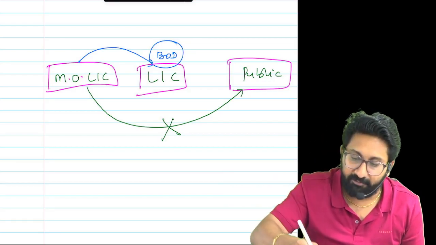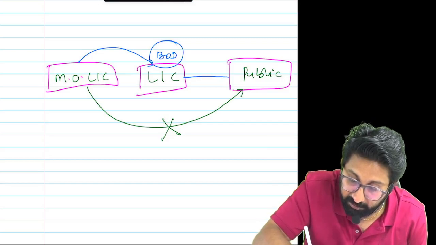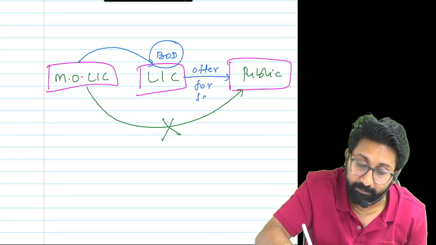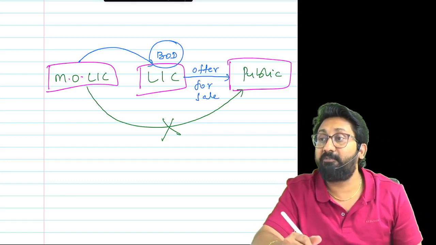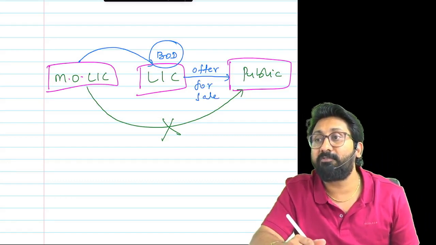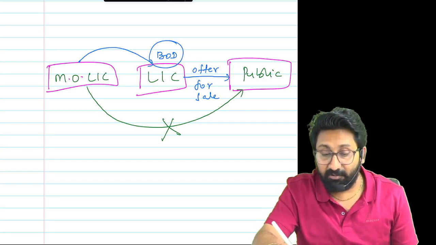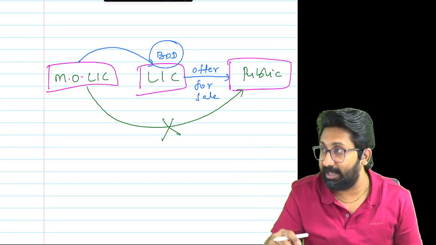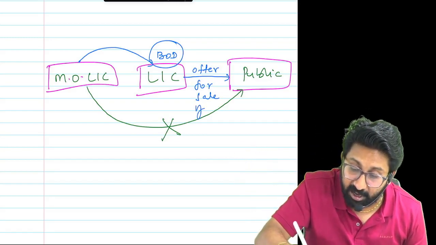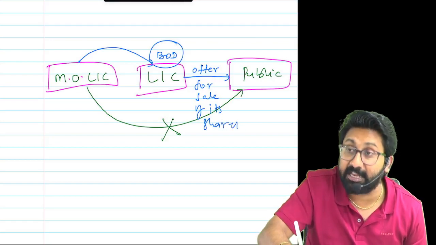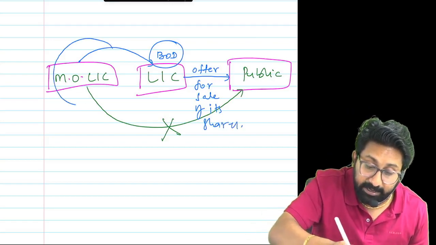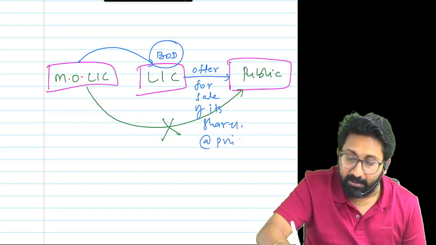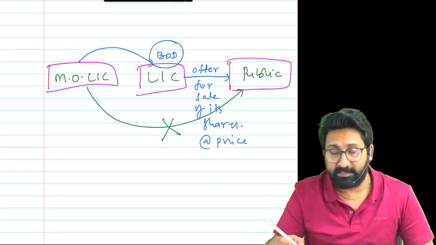Okay? Therefore, LIC will give an offer for sale. What offer? Offer for sale of what? Offer for sale of its shares, the shares held by the members of the company, at a particular price. At a particular price. Start again.